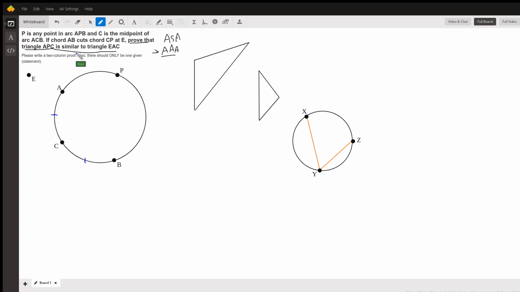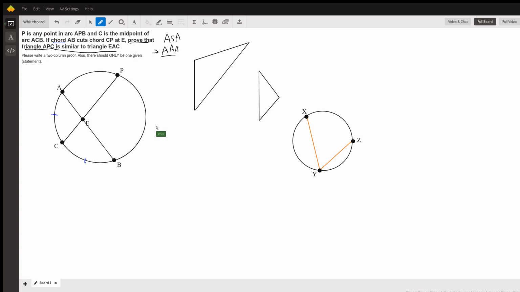All right, so let's go ahead and continue here. It says if chord AB and chord CP intersect. Remember that a chord is just a fancy word for a segment, a little piece of a line that connects two points on a circle. So chord AB would be right there. Chord CP would be right there. And it says that they intersect here at E.